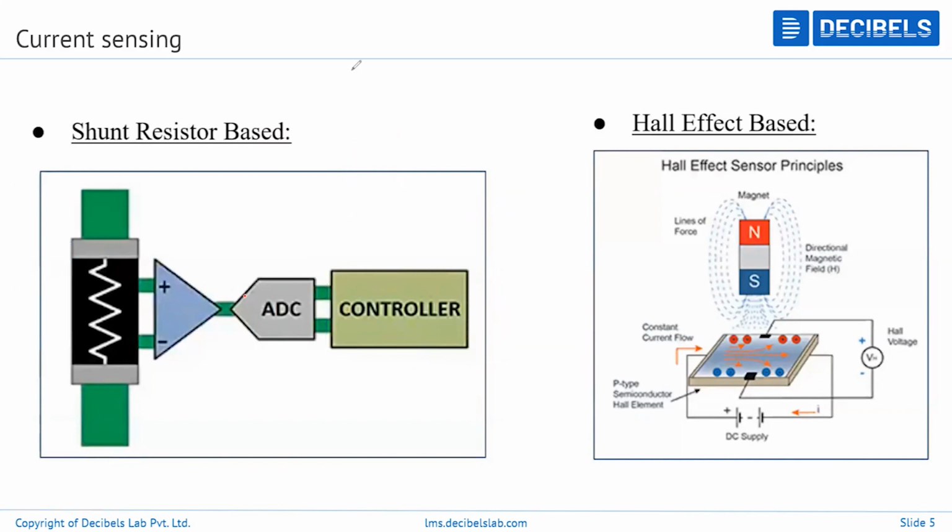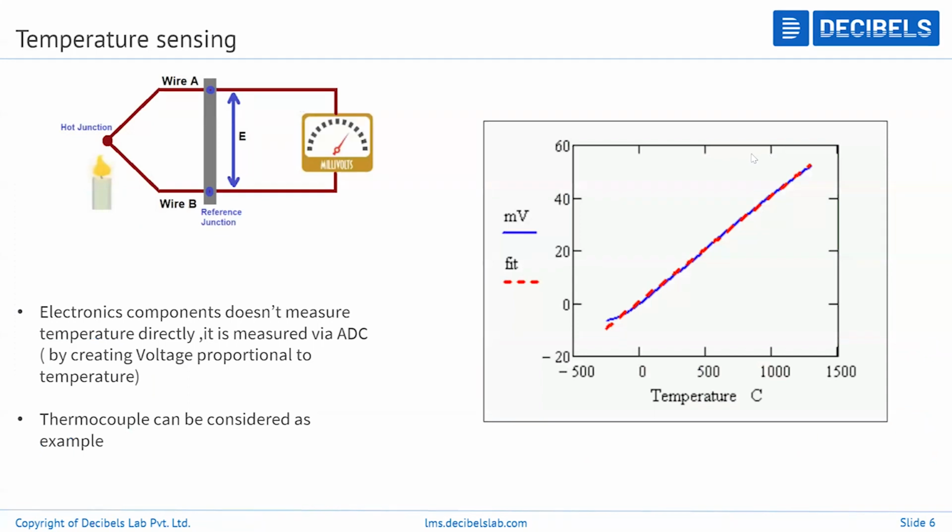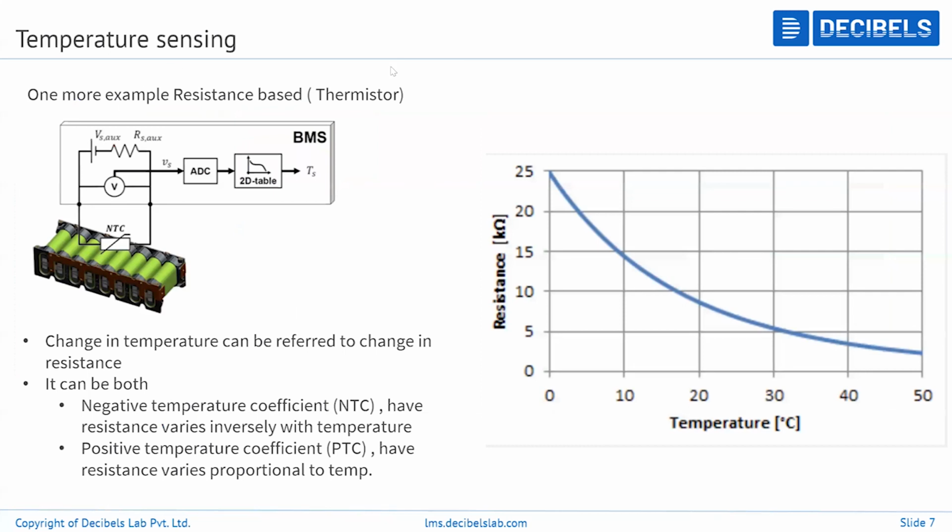Okay. So right now, just consider that the current sensor is shunt resistor based or Hall effect based. And then we talk about temperature sensing. Right now, one is with the thermocouple, and in most of the EV applications we are going to use the thermistor based, NTC you can say. One is very low cost, and the other has flexibility.